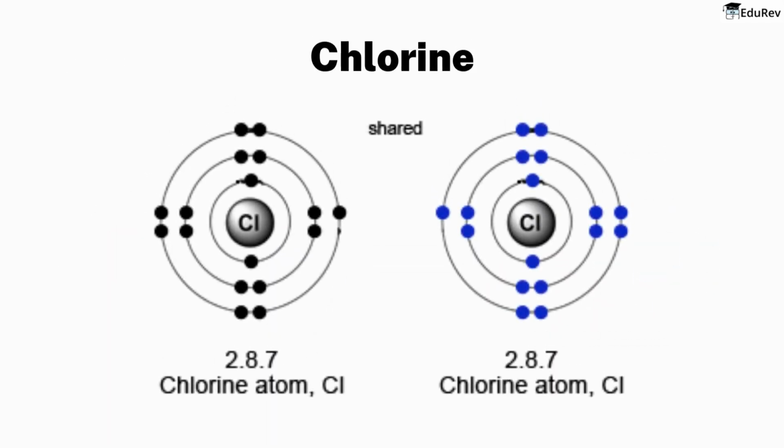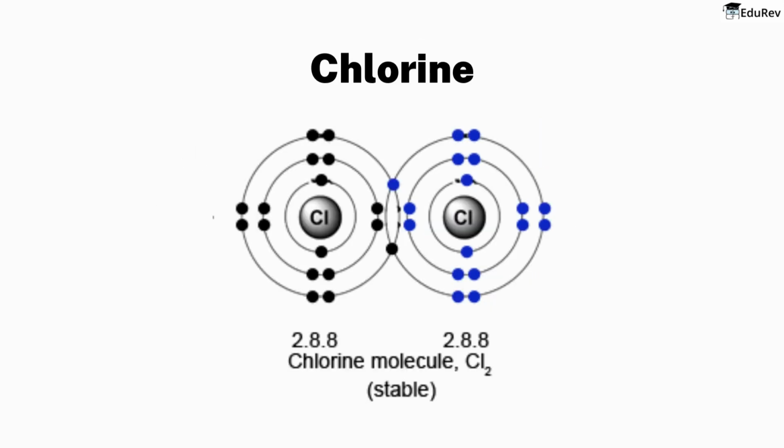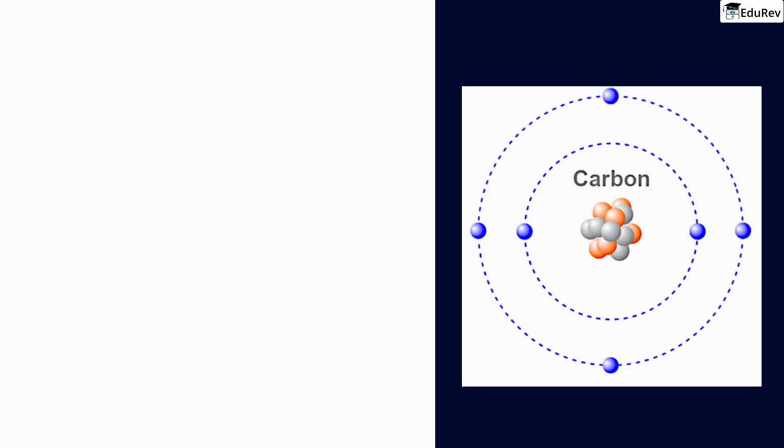For example, a chlorine atom has 7 electrons in its outermost shell, and it needs one more electron to become stable. When two chlorine atoms come together, they share 1 electron each, forming a covalent bond or Cl-Cl bond. Remember, in covalent bond, each shared electron belongs to both the atoms it is being shared with. Now both chlorine atoms have 8 electrons. This sharing of electrons leads to the formation of the Cl2 molecule.